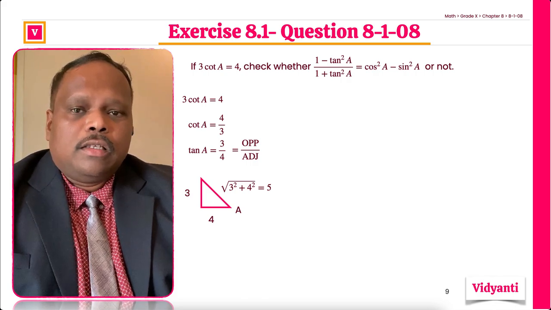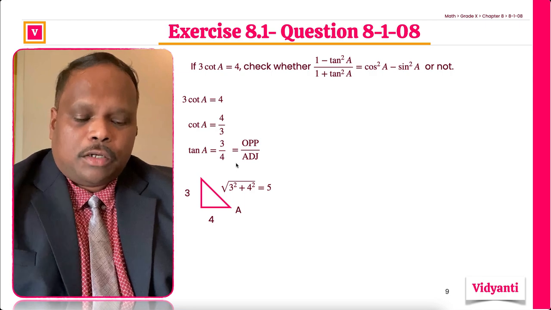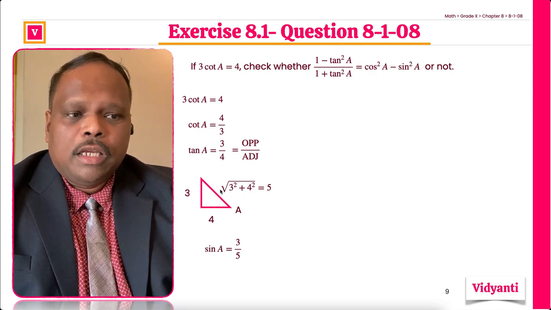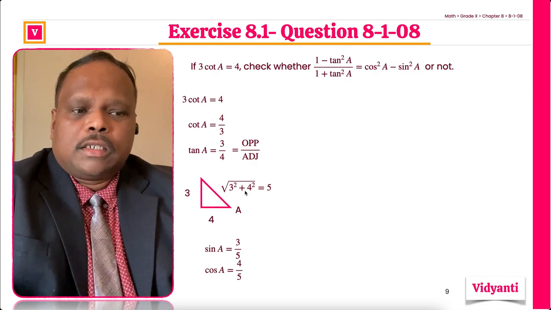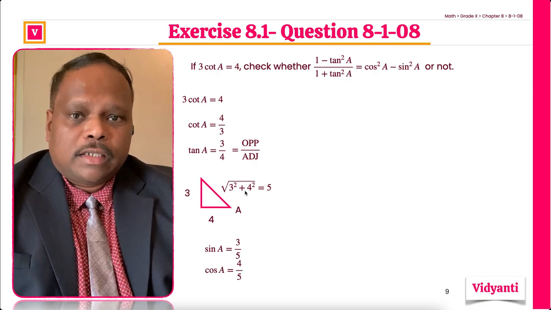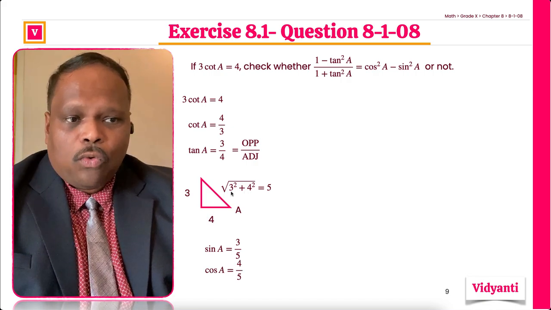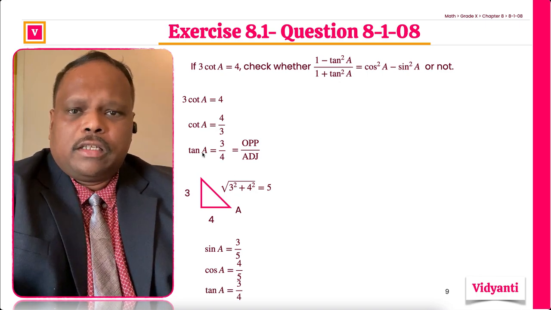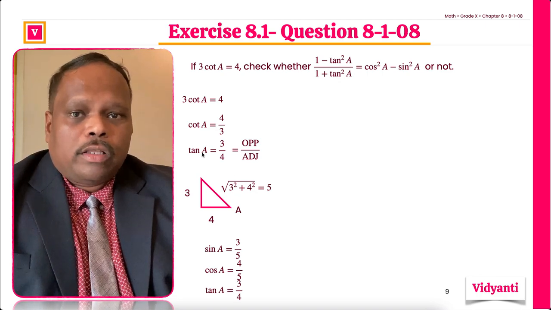Now we know all three sides of that right angle triangle. So we can easily find out sine and cosine ratio. Sine, we know that opposite over hypotenuse, that would be 3 divided by 5. Cosine is adjacent over hypotenuse, that's 4 upon 5. And tangent we have already calculated, 3 over 4. Now we have all three ratios ready.